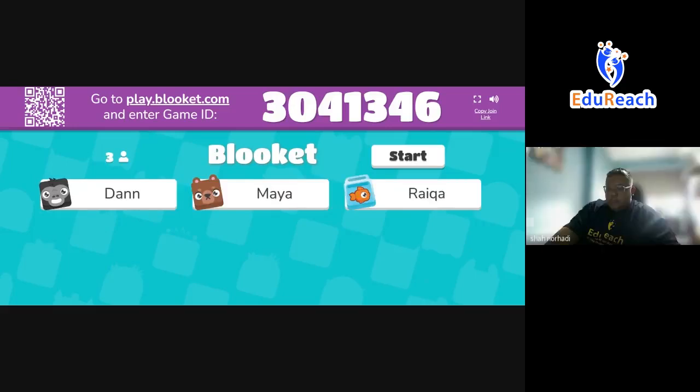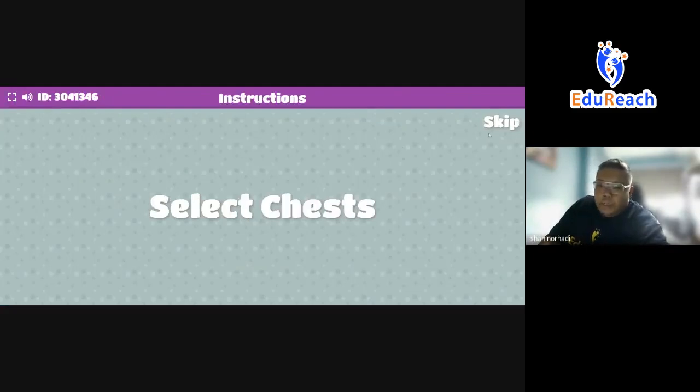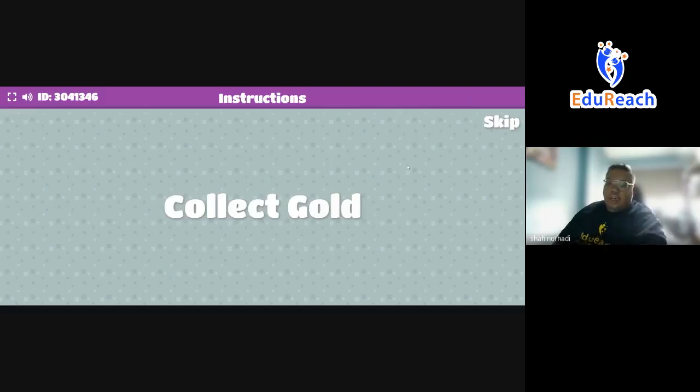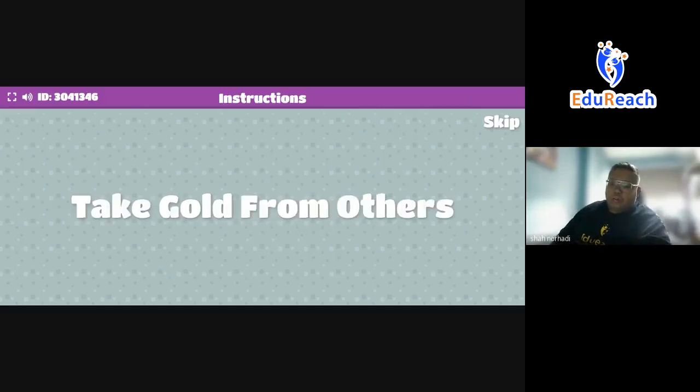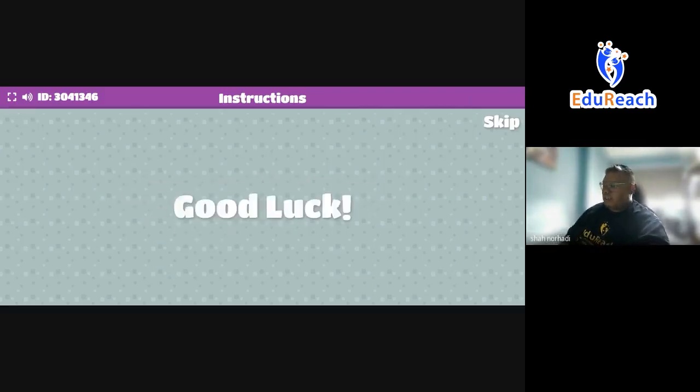Okay. So this thing is called Gold Quest. My students say it's very interesting because you can do your multiplication, I mean, you can do the questions. Then after that, you can start stealing gold from people. So I want to try it out also. So first you answer the question. Then select the chest, collect the gold, take gold from others. Most gold wins after 7 minutes. Good luck.